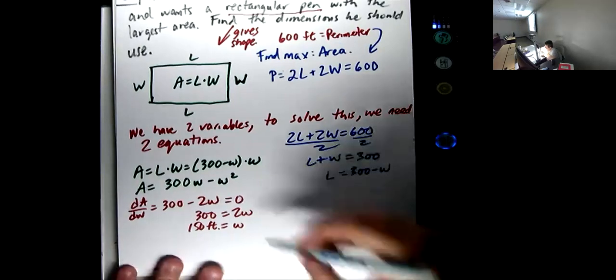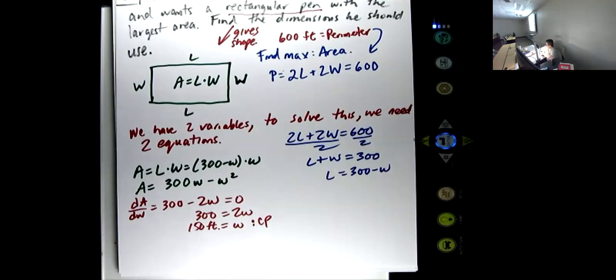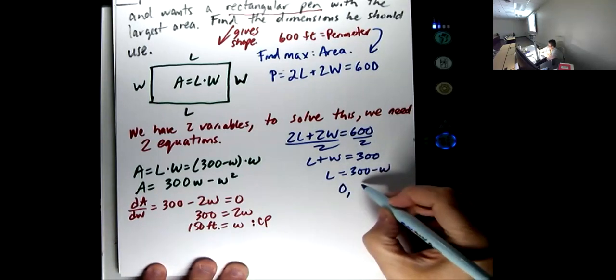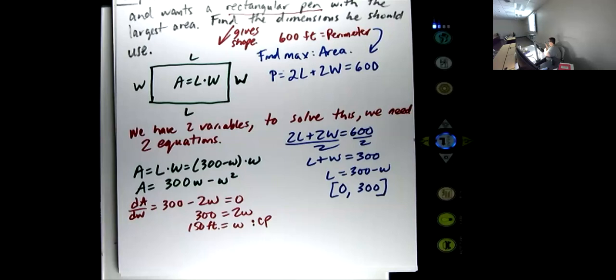That's a critical point. Do I have endpoints? Or better question, what are the endpoints? What's the largest and smallest that W can be? Dalton? 0 and 600? No, because remember, we have W on both sides. 0 and 300. We're restricted between 0 and 300.